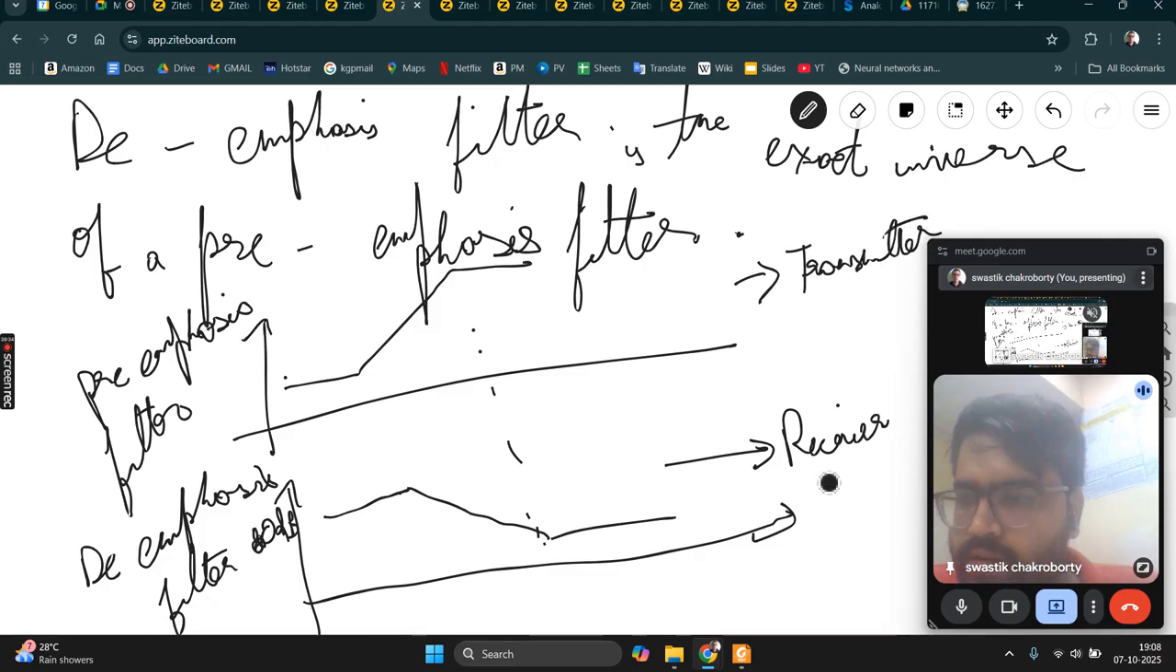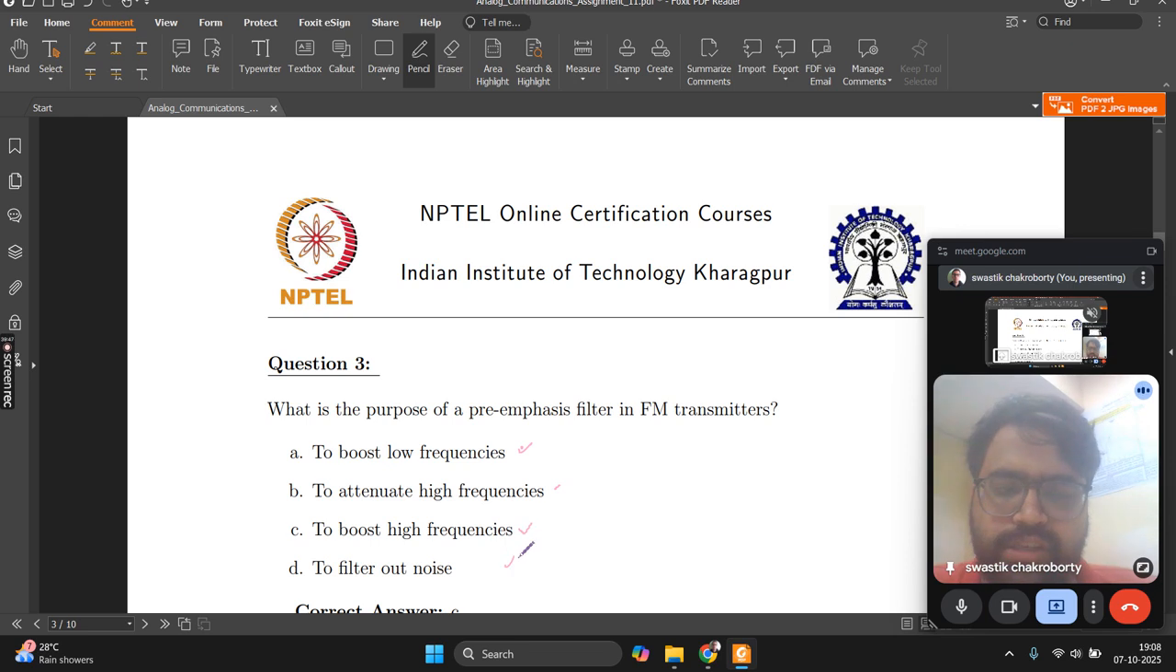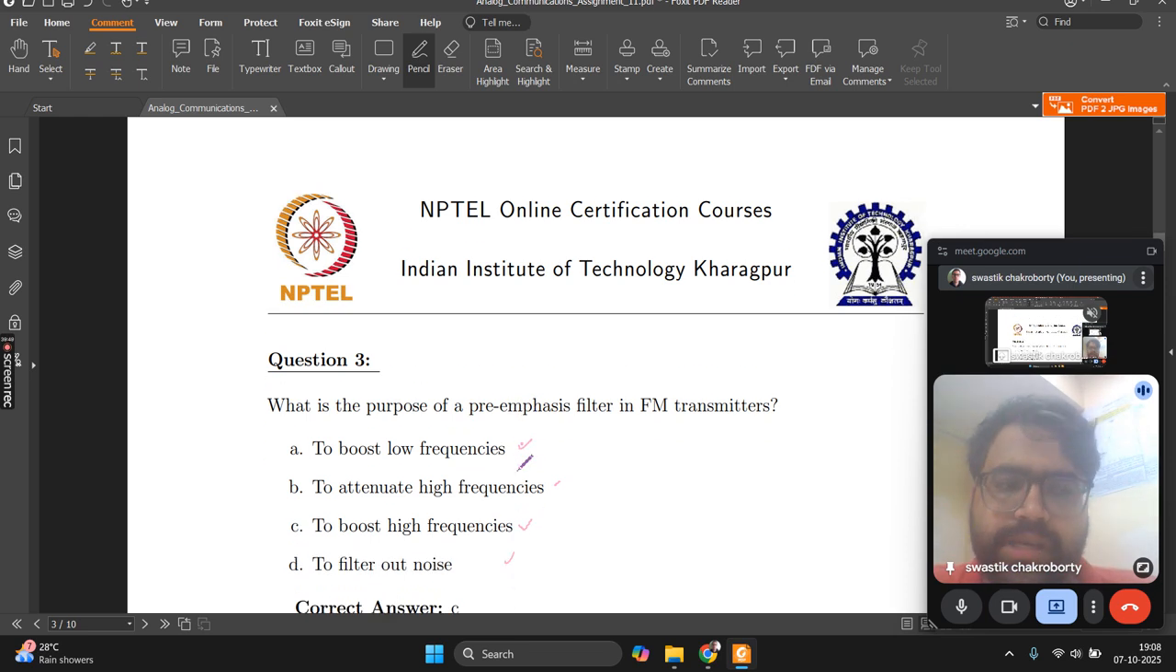With that in mind, let's tackle the question. What is the purpose of a pre-emphasis filter in FM transmitters? Is it to boost low frequencies, to attenuate high frequencies, to boost high frequencies, or to filter out noise? It is a high pass filter, so it will boost high frequencies. It will not attenuate them, neither will it boost low frequencies. And noise filtering cannot be done using a pre-emphasis filter. So it is option C.